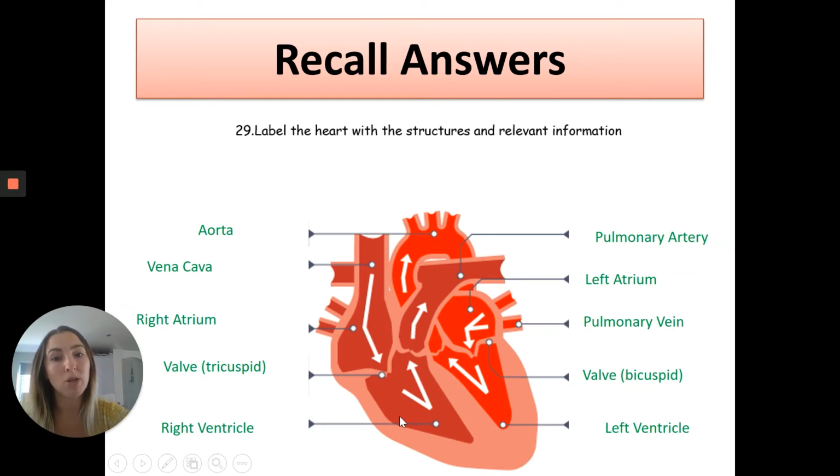Another exam question that you could get asked is about the thickness of the muscle. So making sure you're remembering that the left side of the heart is thicker than the right, and that is because it's got to pump the blood under more pressure as it needs to go all around the body and not just to the lungs.